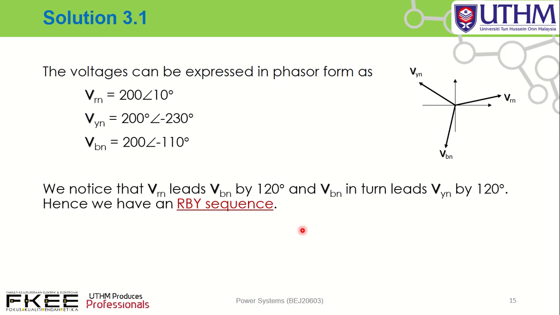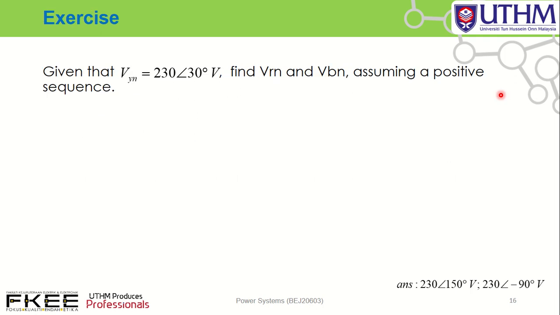Or in other words, we can notice that VRN leads VBN, and then VBN leads VYN, by 120 degree. Hopefully you understand how to differentiate between RBY and RYB sequence. And then you have to know which one is lead and which one is lag. Or in other words, we can say that VBN lags VRN by 120 degrees.